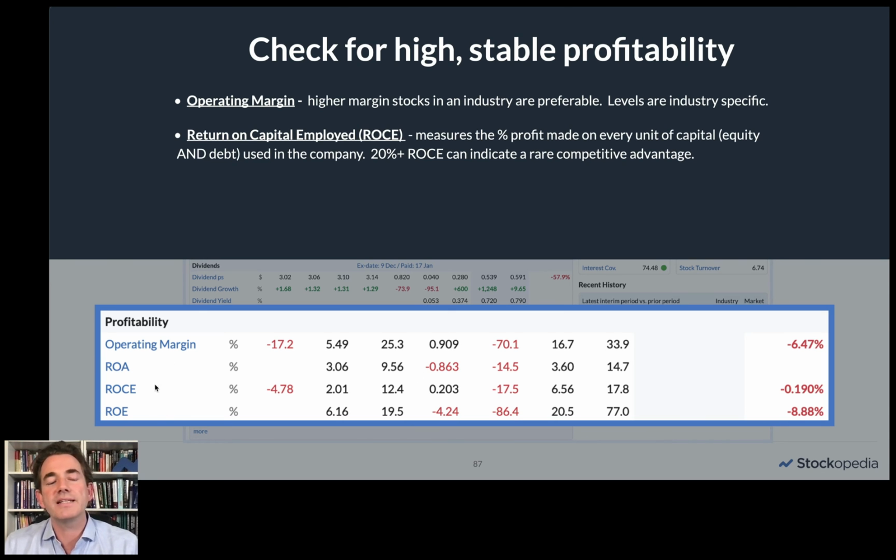We've got these 3 profitability metrics: return on assets, return on capital, and return on equity. Return on capital employed shows you the percentage profit made on every unit of capital, which includes equity and debt. And 20% or more can indicate a rare competitive advantage, the kind of companies that Warren Buffett likes to buy. And interestingly, this one Buffett is buying, and it has a 17.8% return on capital at the moment.